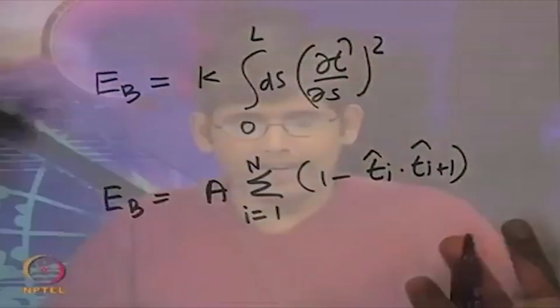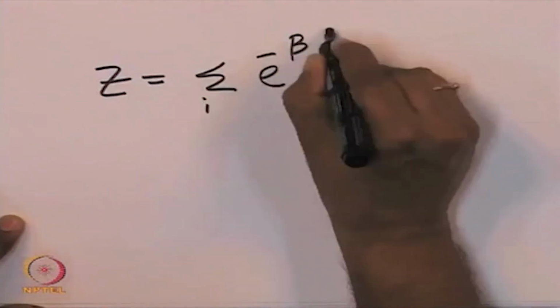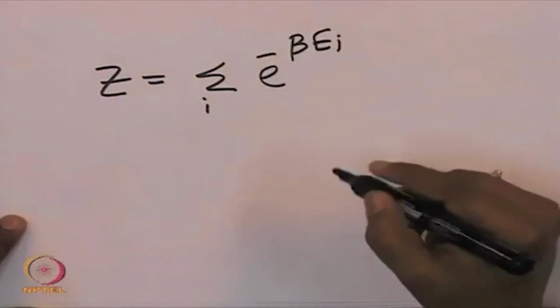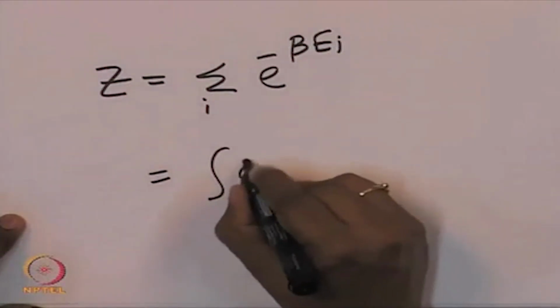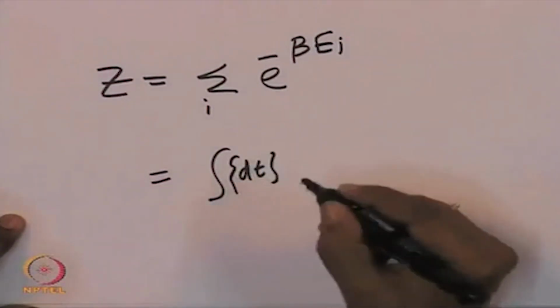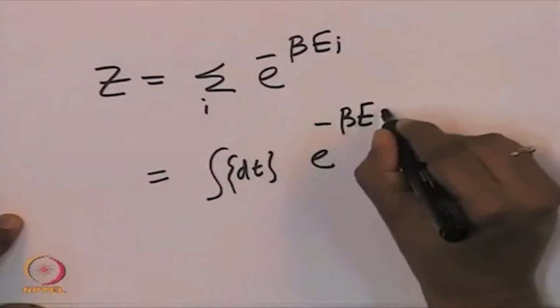Okay, so now if you know the energy, we can think of calculating the partition function. The partition function is the sum over all states of e power minus beta E. We can write the partition function in two ways. Z is the sum over i of e power minus beta E i, where we know E i, or you could write it in a continuum fashion. Instead of a sum, you can use an integral over all possible conformations.